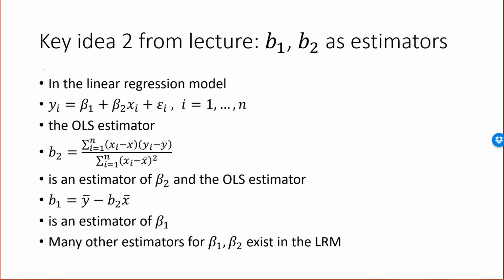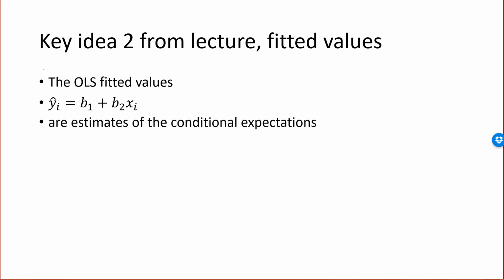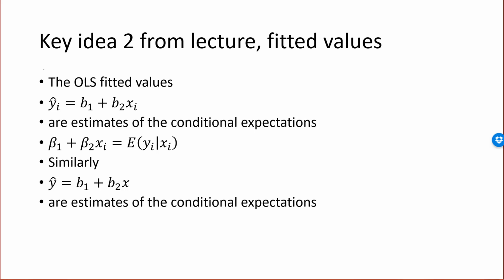So not only can we view B1 and B2 as estimators of beta 1 and beta 2, we can also view the fitted values, B1 plus B2 xi, as estimates of the conditional expectations, which are beta 1 plus beta 2 xi. Well, kind of obvious, because B1 is an estimator of beta 1 and B2 is an estimator of beta 2. Looking at this relationship for an arbitrary value of x and y, not necessarily a sample point, we can also say that y hat, without the index i, is calculated as b1 plus b2x. So this is just the fitted value of an arbitrary x value. X doesn't even have to be in the sample. That is going to be an estimate of this one, beta 1 plus beta 2x.